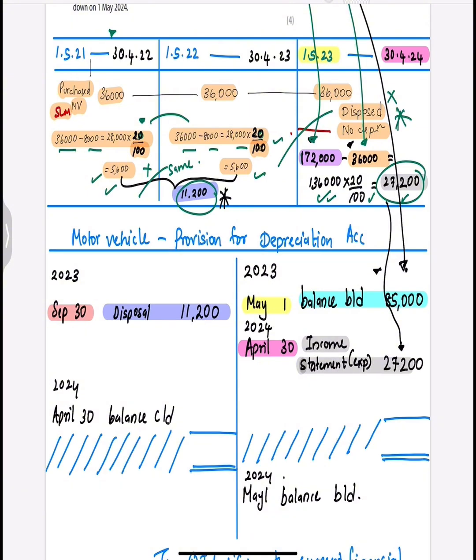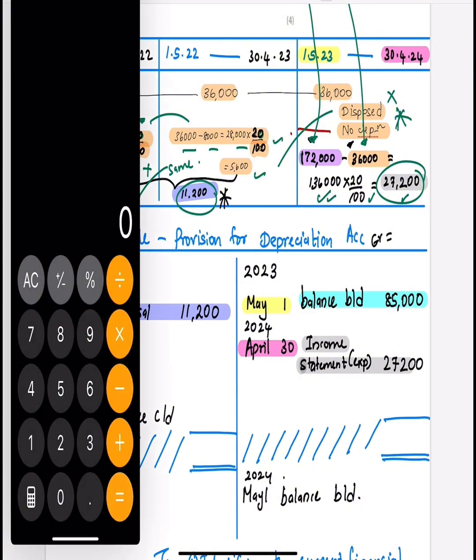As you can see here, the credit side is greater. The debit side has a total of 11,200, and the credit side has a total of 85,000 plus 27,200, which is $112,200. Since the credit side is greater, bring the debit side up to the total of 112,200.